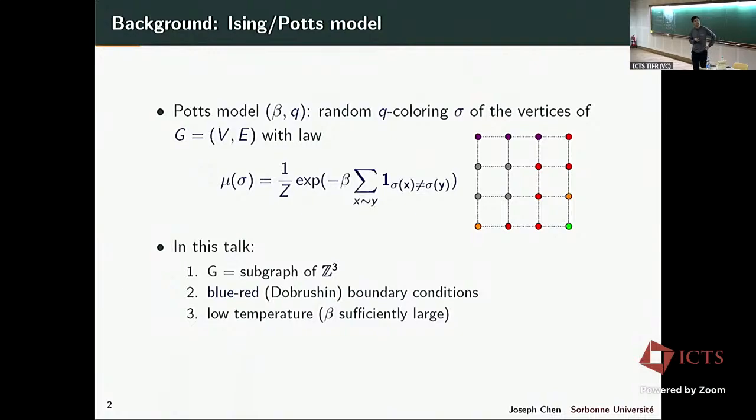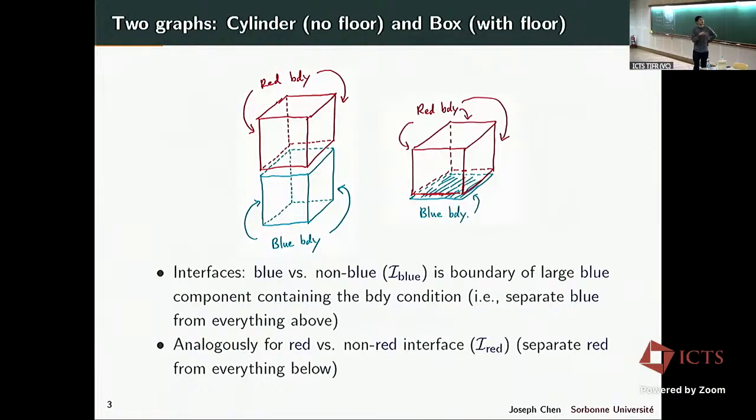And I will take so-called Dobrushin boundary conditions, which mean that I will have some kind of box, and half the boundary of the box will be forced to be blue and the other half to be red. And so I'll take beta to be large so that this penalty implies there will be a blue phase and a red phase, which are coexisting.